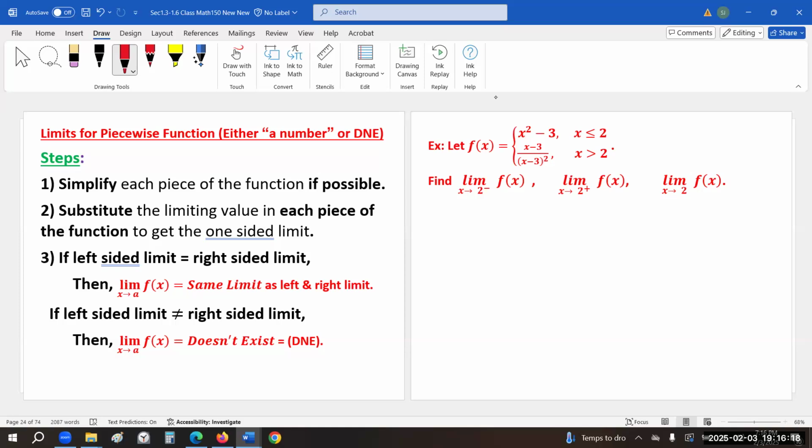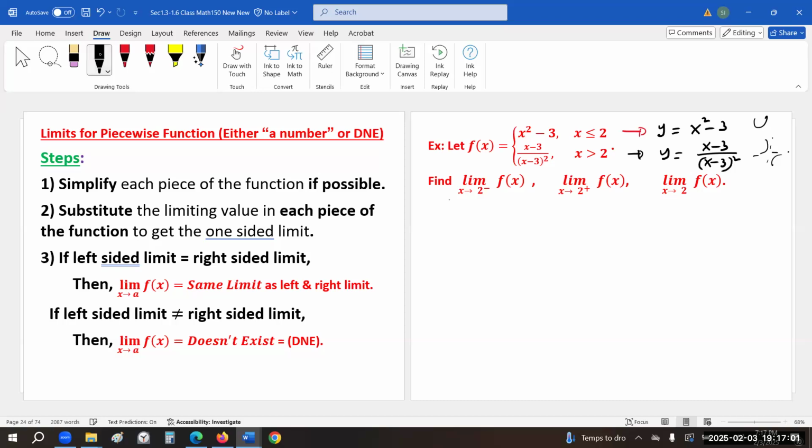For example, here it says find the left limit at 2, the right limit at 2, and the exact limit at 2. So in here, the story is this. We have two pieces. One piece is y equals x squared minus 3. It's a parabola. And we have a second piece, y equals (x minus 3) over (x minus 3) squared. It's some type of rational function. So we have two different types of function, not one function. Two different types of function we are drawing on the same plane. One of the functions is before 2, the other function is after 2.